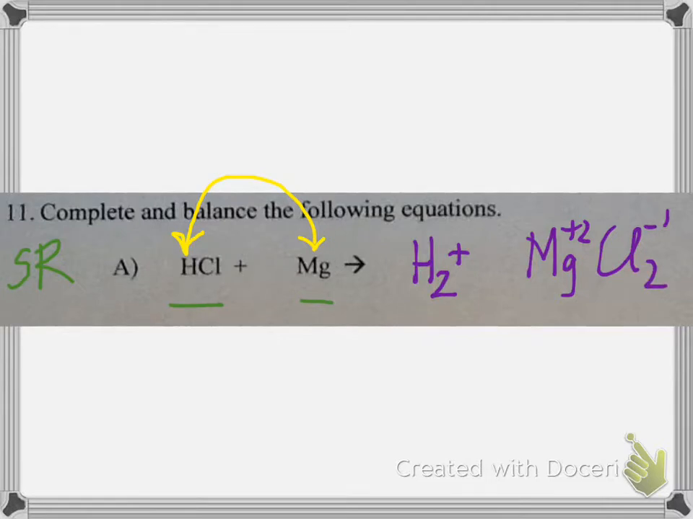Now I'm ready to balance this. 1 hydrogen, 2 hydrogens, I need a coefficient of 2 in front of hydrogen chloride. 2 chlorines, 2 chlorines. 1 magnesium, 1 magnesium. This is now properly balanced.